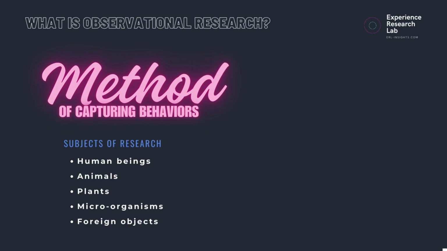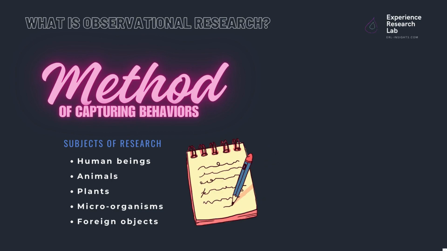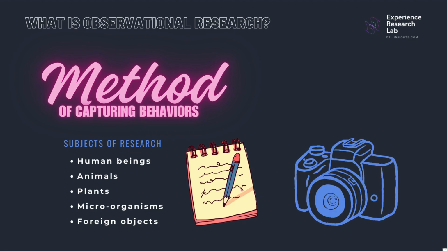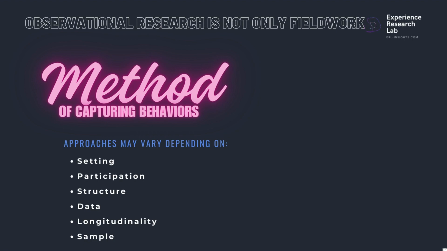They can be human beings, animals, plants, microorganisms, and even foreign objects in space. Initially, observational researchers, including those working in product design and user experience, did their observations in person using pen and paper. Later, as technology advanced, they started using various instruments such as camera or video recorder, heat, motion, or voice sensors. In contrast to the general belief, observational research is not only fieldwork. It has several methods and techniques of approach, and it may depend on the setting, participation, structure, data, longitudinality, and samples required for the study.